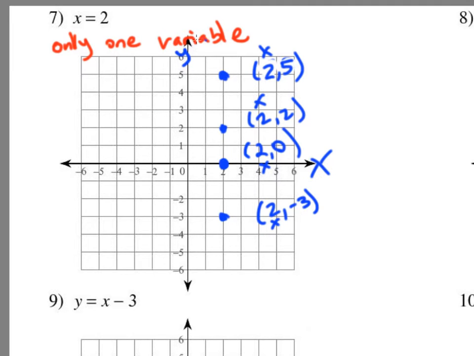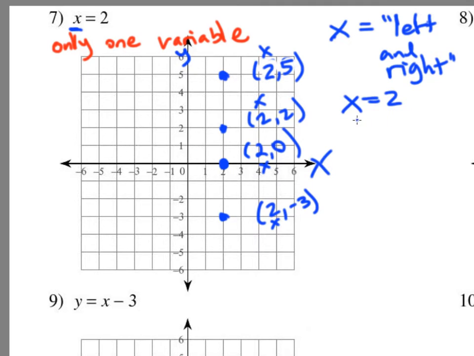Okay, so if you want to think of it like x stands for your left and right movements, right? X is your left and right movements. But look at this. If x equals 2, that means you're always locked in. You're always locked at 2. Your left and right is always locked. If you can't go left, you can't go right, it's always locked right here at 2. It's stuck. All right, so that's one way to think about it.